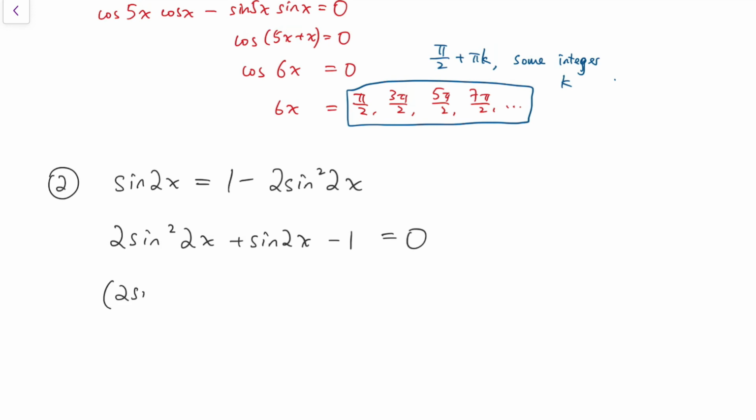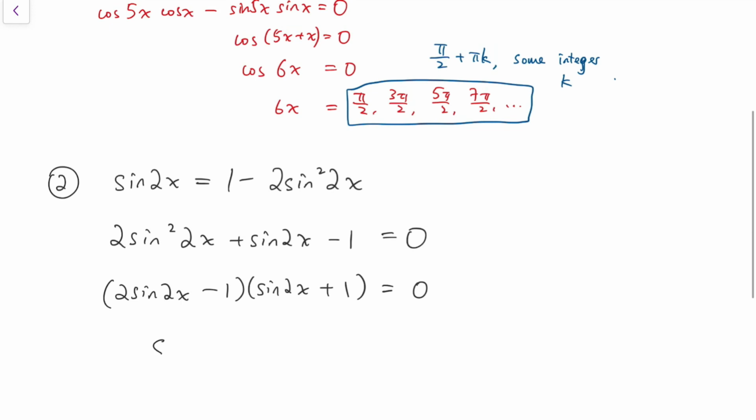So we can factorize and we have 2 sine 2x minus 1 multiplied by sine 2x plus 1 equals 0. And that means sine 2x is either 1/2 or minus 1.